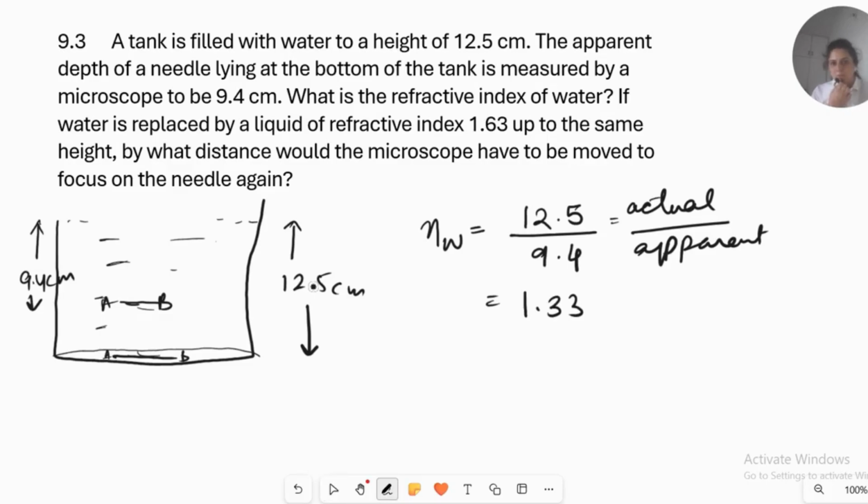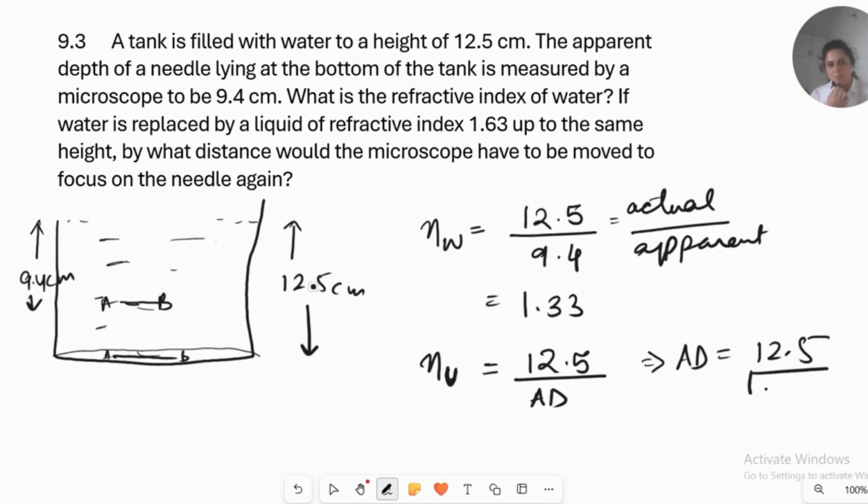Now the second part of the question is, if the water is replaced by a liquid of refractive index 1.63 up to the same height, then by what distance microscope have to be moved to focus on the needle? So now this is unknown liquid refractive index. So actual depth divided by apparent depth, we don't know about the new apparent depth. So apparent depth will be 12.5 divided by 1.63.